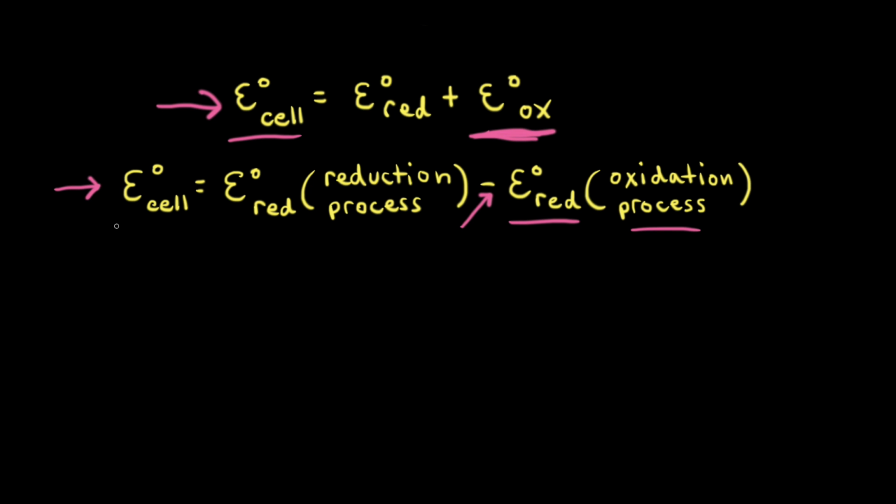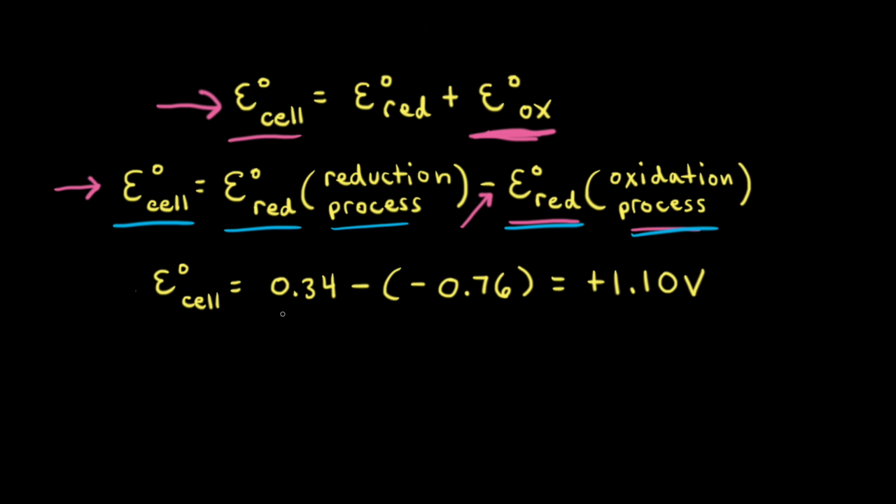So to find the standard potential of the cell, we take the standard reduction potential for the reduction process, and from that we subtract the standard reduction potential for the oxidation process. So this equation is a bit of a shortcut. So when we plug in our standard reduction potentials of positive 0.34 volts and negative 0.76 volts, the negative sign means we end up with the same answer we got before, positive 1.10 volts.